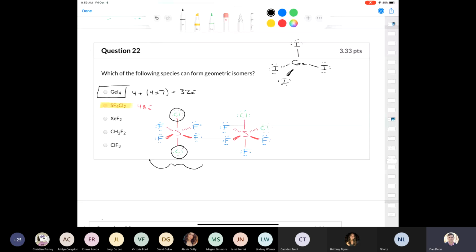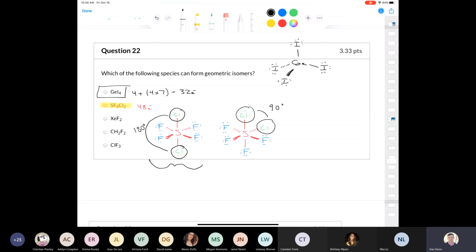It's 180 degrees. Exactly. Thanks, Ashlyn. This angle here is 180 degrees. What's the angle between these two chlorines over here? You can tell me what the angle is between those two chlorines. It's not a trick question. It's 90 degrees. Exactly. This is a 90-degree angle. And so these are clearly two different molecules.